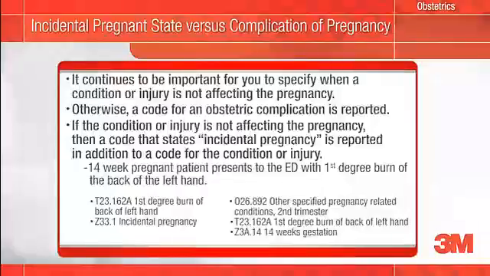For example, a 14-week pregnant patient presents to the emergency department with a first-degree burn of the back of the left hand. If the physician documents incidental pregnancy or otherwise states the burn does not affect the pregnancy, a code for the burn is assigned as the reason for the encounter, and code Z33.1 is assigned secondarily, as seen here on the left. Without clarifying documentation that the pregnancy is not affected by the injury, the encounter is encoded as seen on the right.